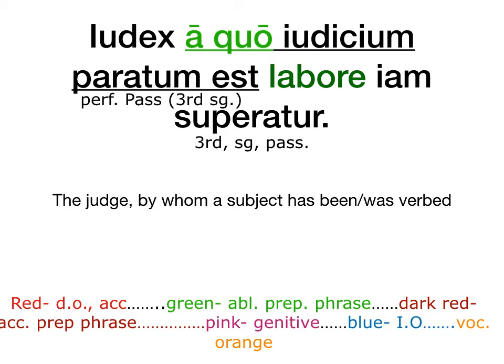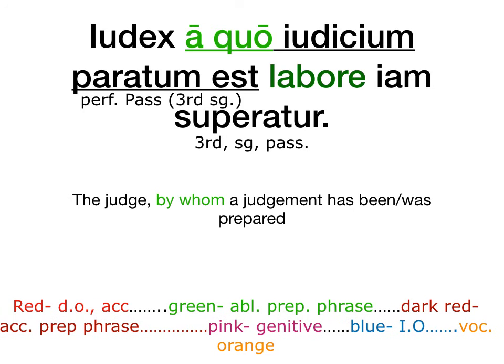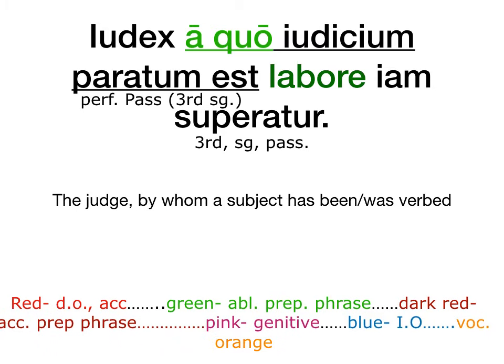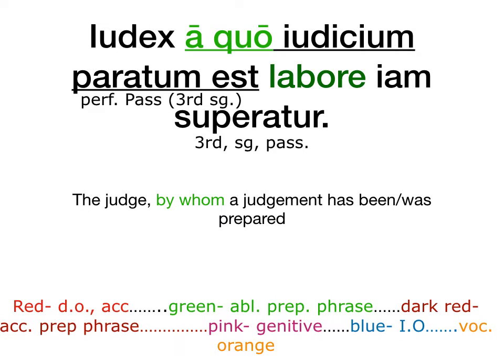So is the iudicium just the subject? So would that be the judge by whom a judgment has been prepared? A subject has been verbed, right? A judgment has been prepared. So, okay, we have the subject of our main clause, and then we have a relative clause that is expanding on it. The judge is the antecedent of our relative clause, quo, to put it in chapter 18 terms.